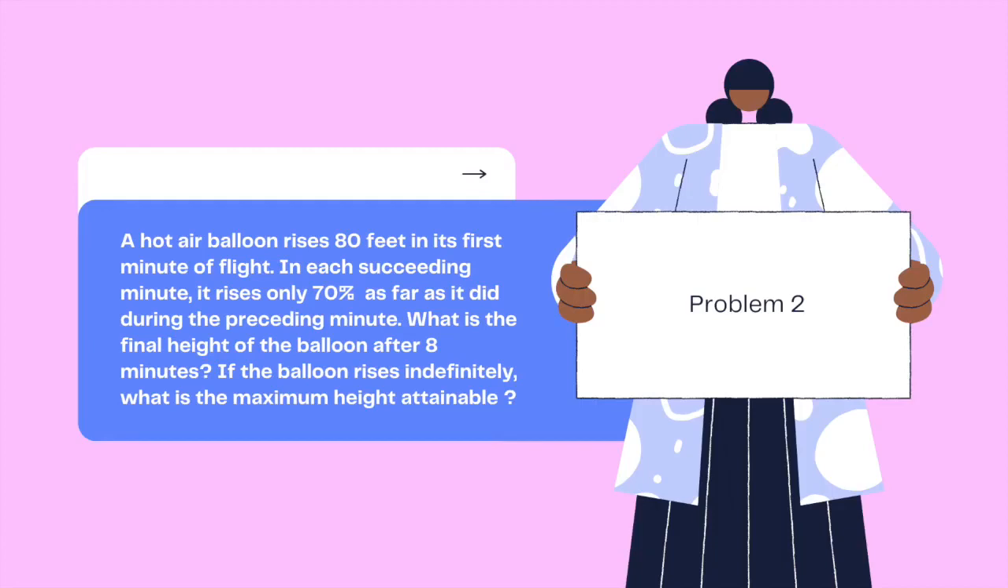Problem 2. A hot air balloon rises 80 feet in its first minute of flight. In each succeeding minute, it rises only 70% as far as it did during the preceding minute. What is the final height of the balloon after 8 minutes? If the balloon rises indefinitely, what is the maximum height attainable?